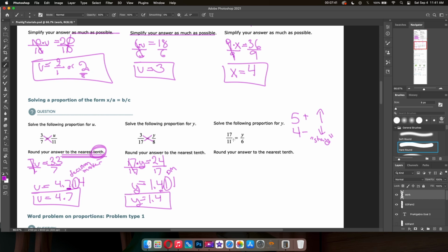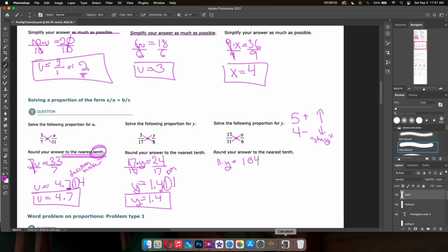Let's see here. My third example, same as before. This is now my what? 1, 2, 3, 4, 5, sixth problem doing this. We're going to cross multiply. So we have 11 times y, and then 17 times 6. Can I do that in my head? My guess is going to be 104.